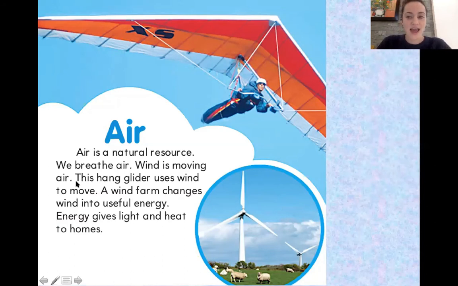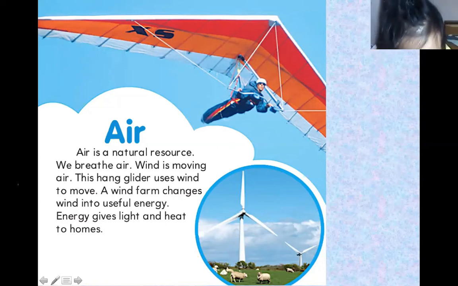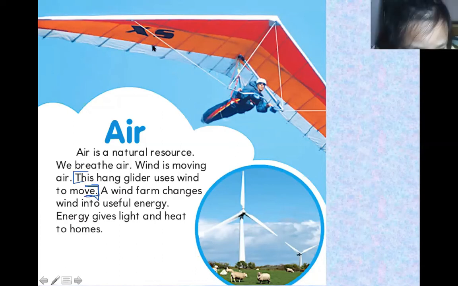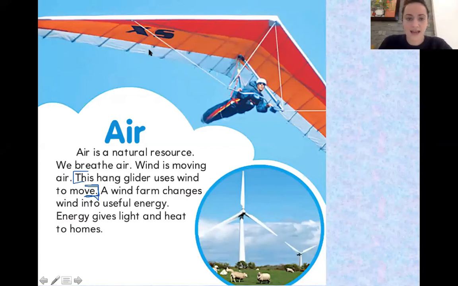Sophia, can you read the next sentence? Air and wind help hang gliders move. Can you read this one right here? This hang glider is going to the moon. Very good. All right, let's have one more person read that one as well.